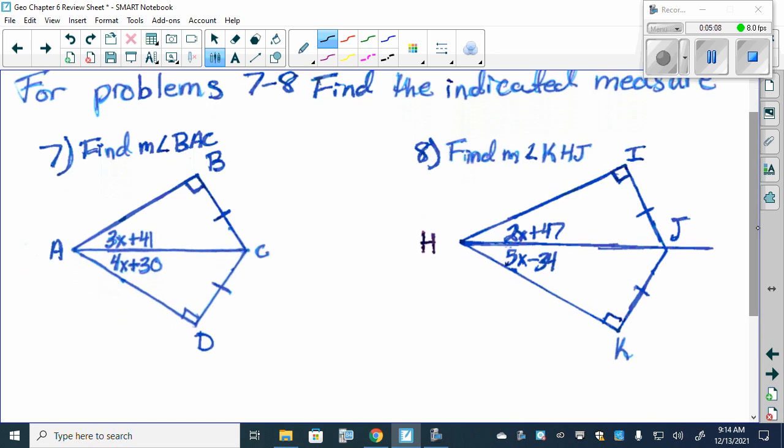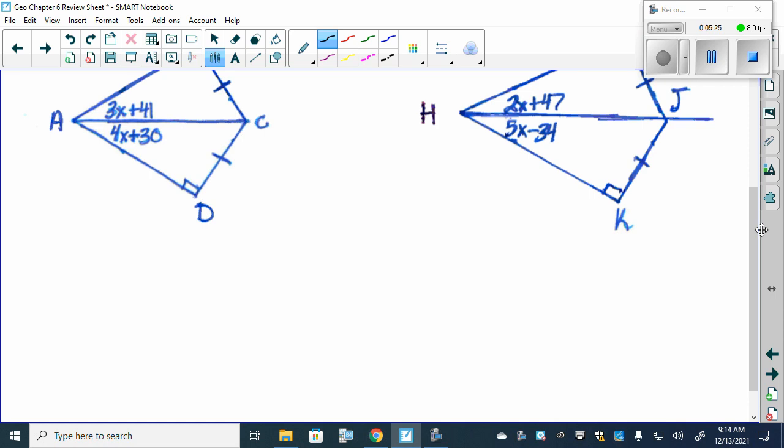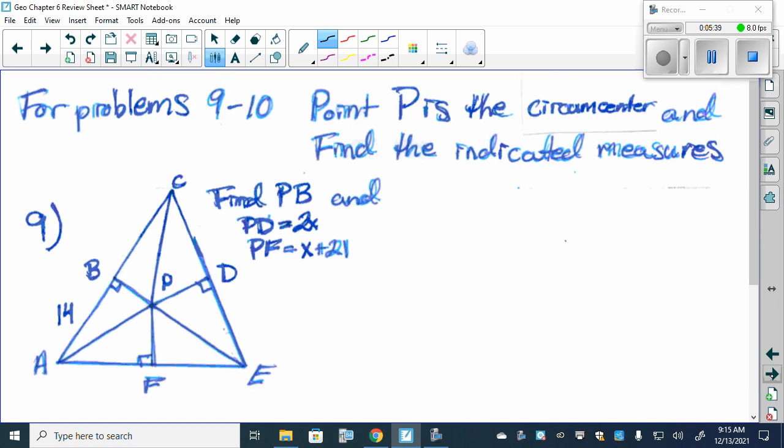Any questions on 7 or 8? Yes. So for both of these here, we're going to set up the two equations equal to each other, solve for the value of x, and then plug it back in. Any other questions on 7 or 8? Are we ready to look at the next set? Any questions on 9 or 10?